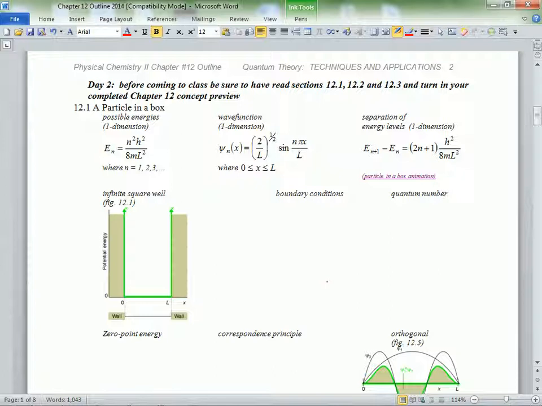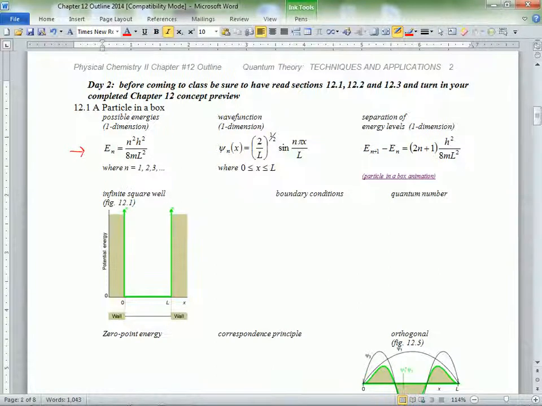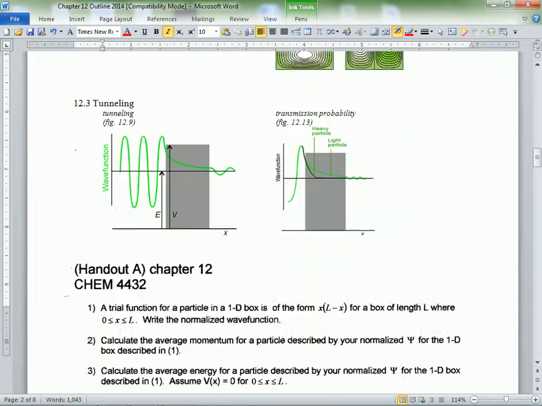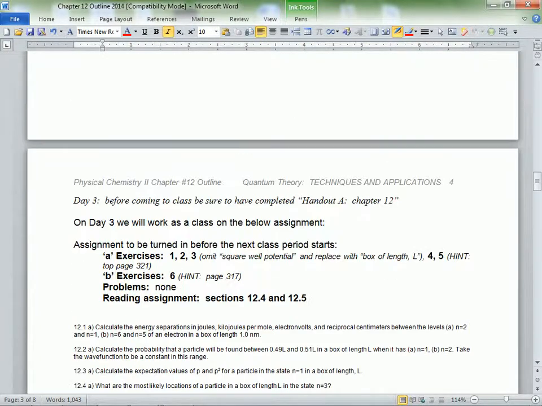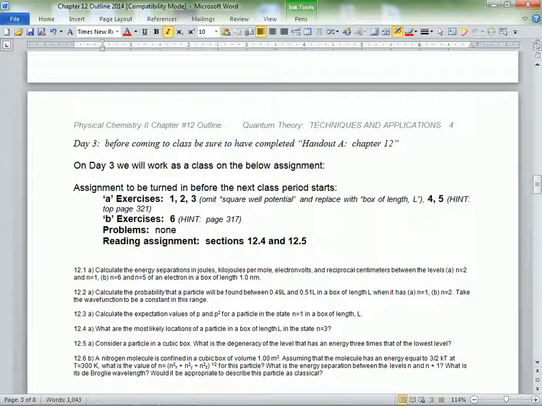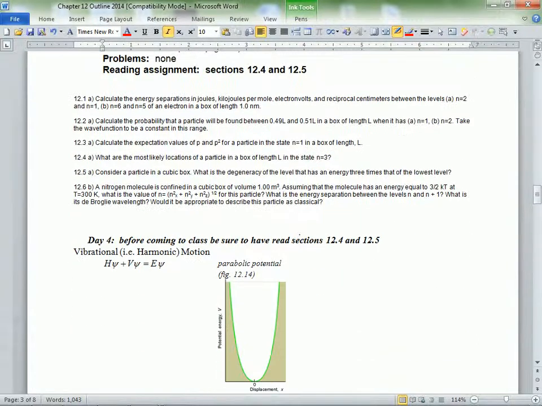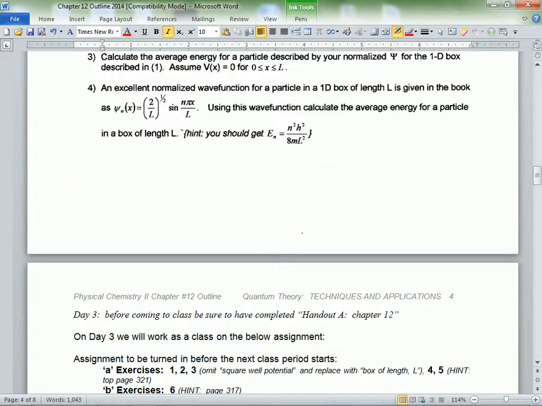Techniques and application. This is going to be following up a lot of what we did in chapter 11. Okay, so let me show you what we're going to do today. We're going to talk about this stuff, it won't take too long, and then this is what we're going to work on. This will be your homework. And then the following class day, Friday, we're just going to work on this stuff.